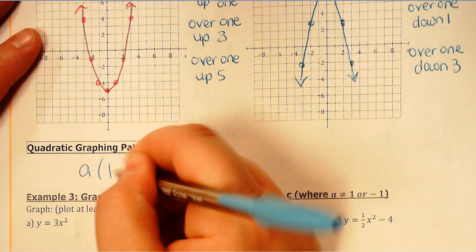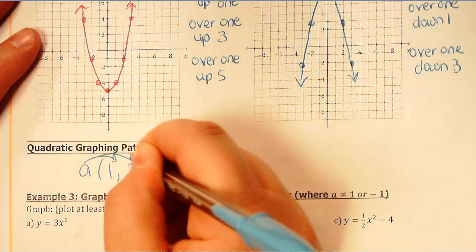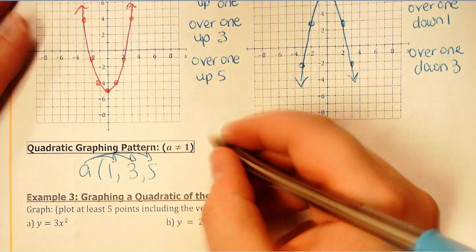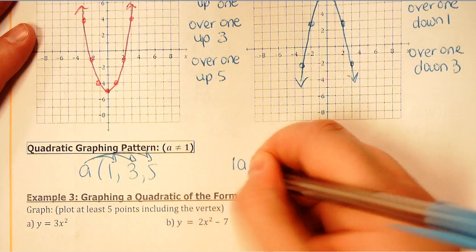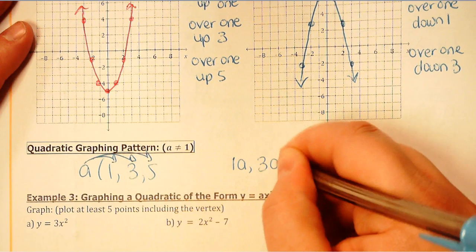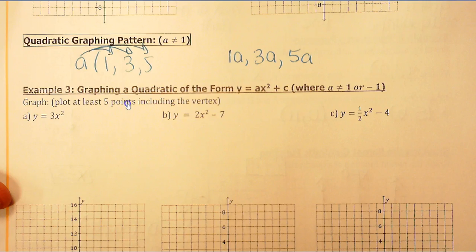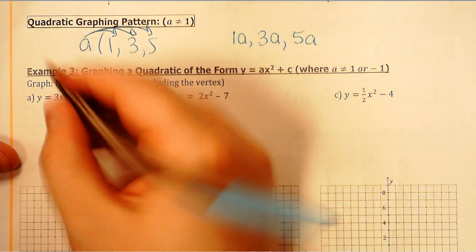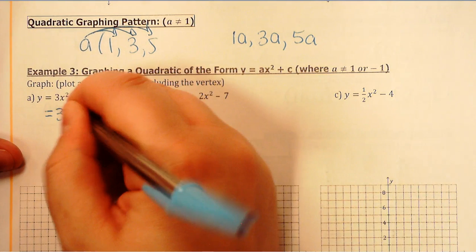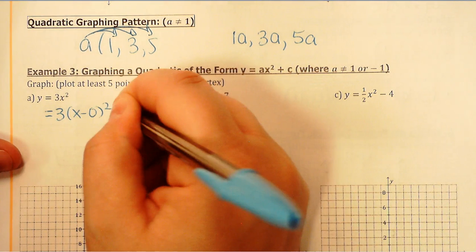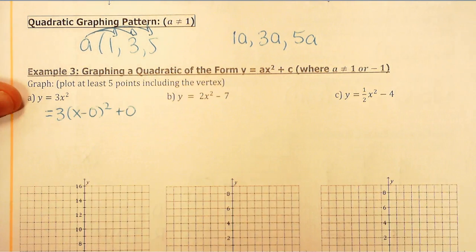Literally, I kind of wrote this at the top, so I'm just going to jot it down again. Just take whatever is in front of your squared term, and you multiply that by the pattern, and then I'll show you how this works down here real quick. Okay, now this would be 3(x - 0)^2 + 0. The vertex here is just going to be (0, 0).